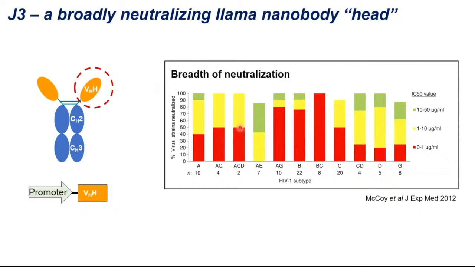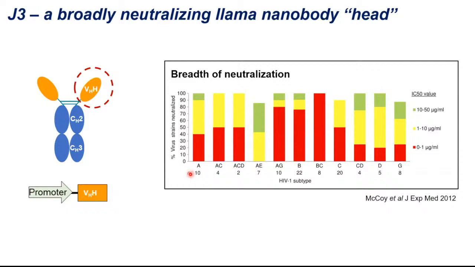Okay, so I'm going to introduce you to the tool we used. This is J3. It's a broadly neutralizing antibody from llamas. Remember, this is what the heavy chain only llama antibodies look like. And we took the head of this llama antibody to make our cassette to be inserted. And over on the right here is data I took from this paper, which is just showing that the J3 VHH domain, or nanobody head, is indeed a broadly neutralizing antibody.